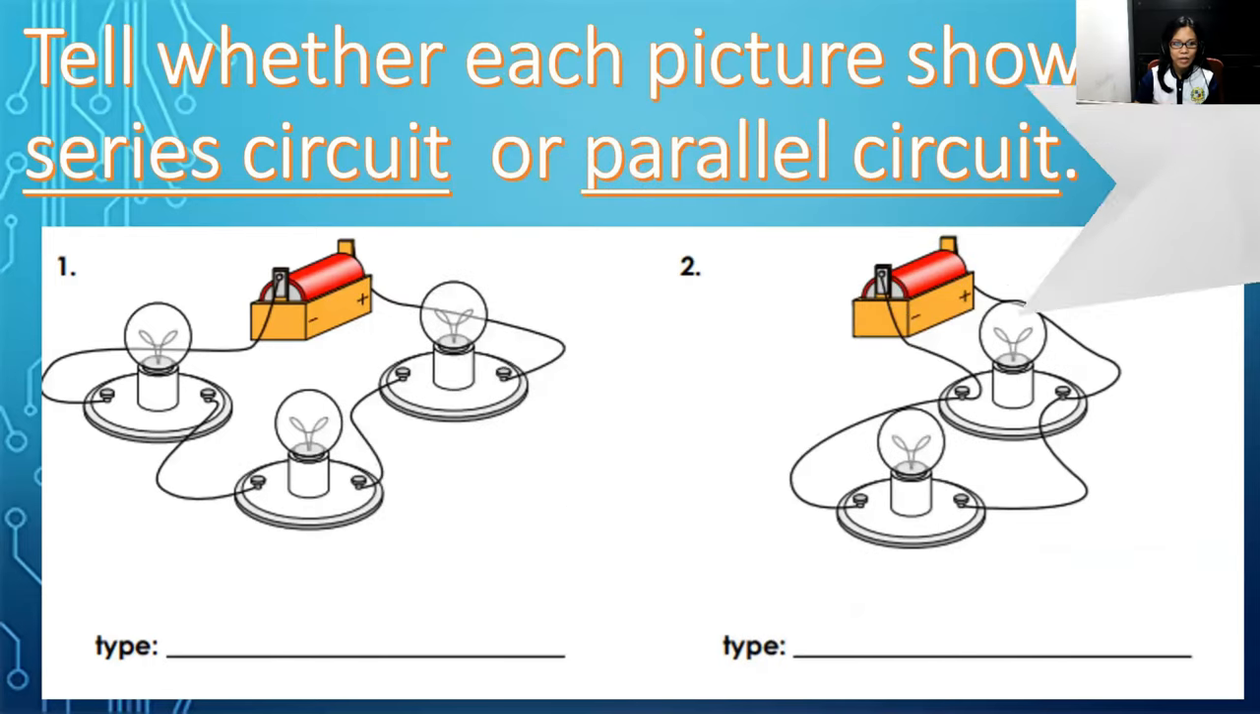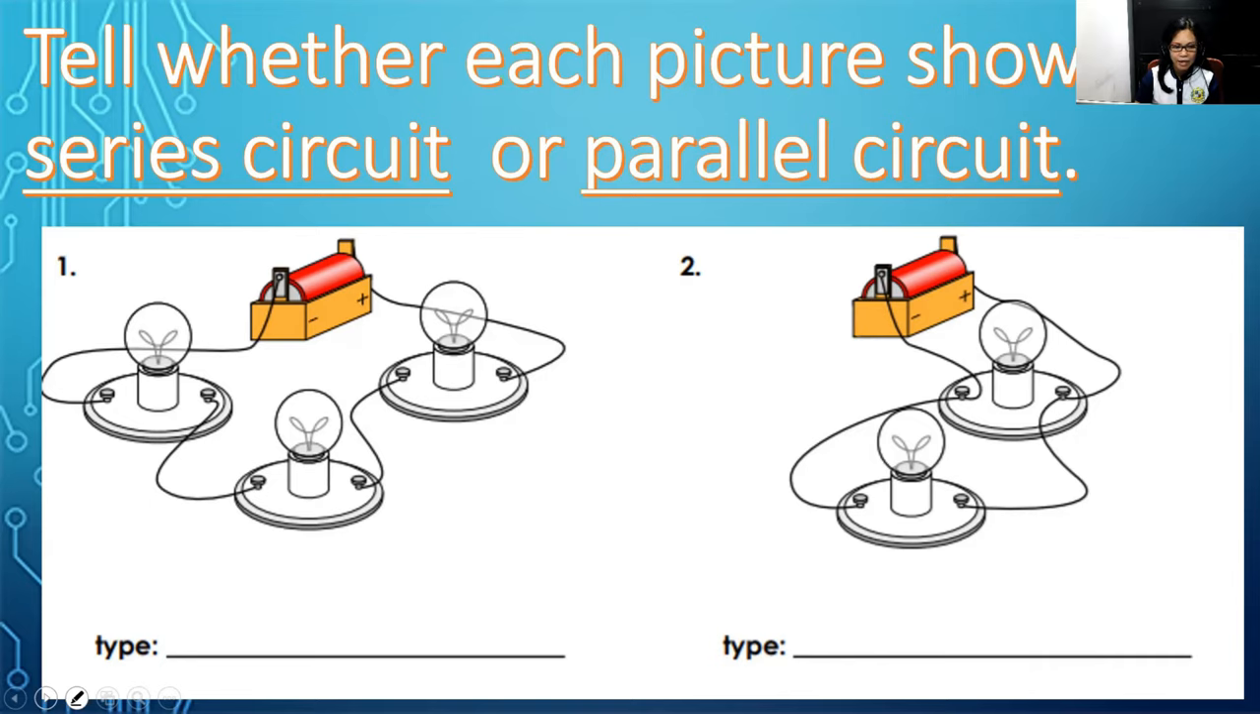Okay, so let's practice. You are going to tell whether each picture shows a series circuit or a parallel circuit. Observe the circuit and answer if it is series or parallel. Number one, what do you think? Is this a series or parallel circuit? Think, if there is only one pathway through which electrons can flow, it is a series circuit. But if there is more than one pathway through which electrons can flow, that is a parallel circuit. So observe the circuit carefully and tell whether it is series or parallel.